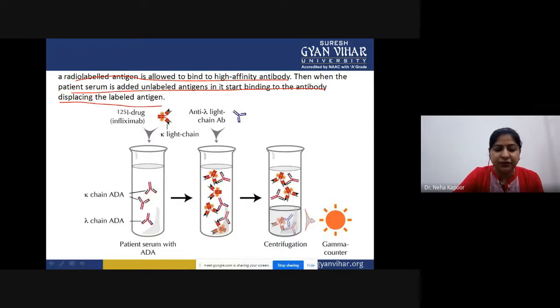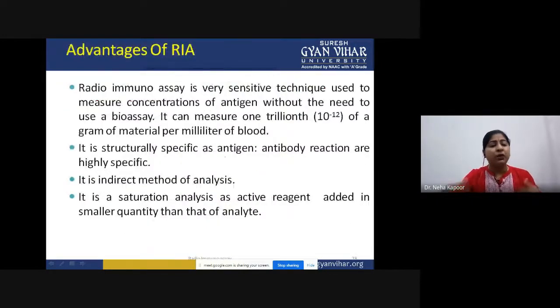Patient serum with ADA. Now we have added this antibody. Now anti-lambda light chain antibody is added. It will compete for it. After forming the complex with the secondary antibody, it will precipitate down. The rest of the radioactivity would be measured by a gamma counter.